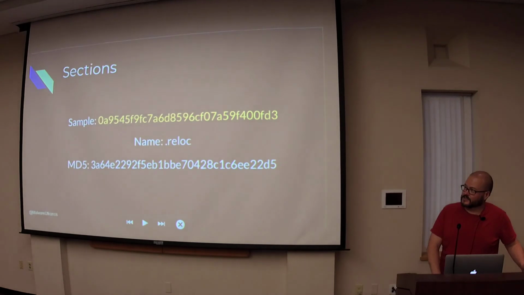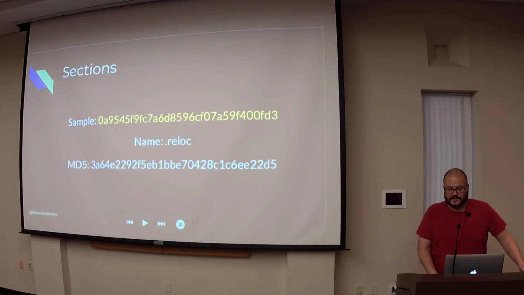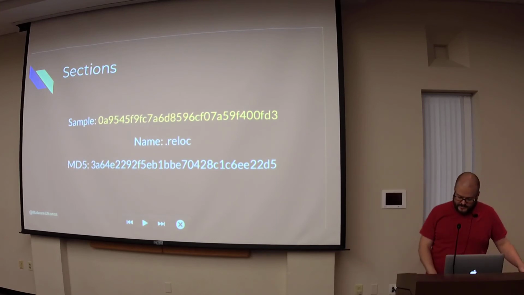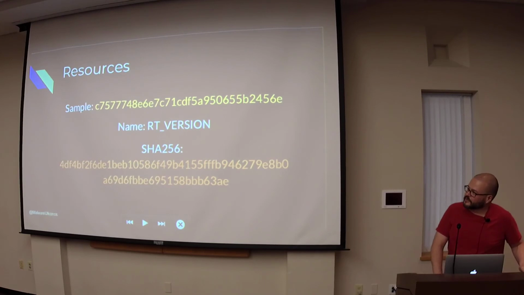Just because something has a shared section doesn't mean that it's related. It just has a shared section. But it is a better indication of it being related than not sharing a section. So you always need to have other methods of relating it. This is just a place to start. So this is an example: in this sample, that's the hash of the sample, and then this is the hash of this particular section. Same thing here, RT version, this is a resource, and this is the hash of that resource.